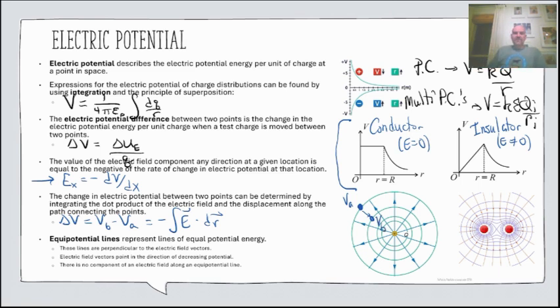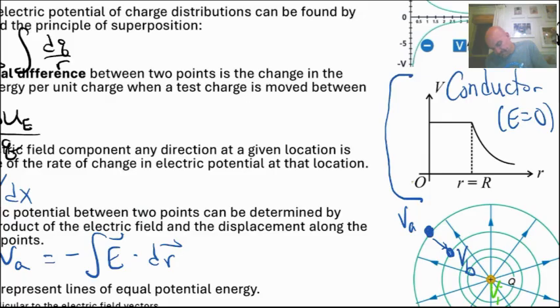Now I've created a potential difference, which means I have to do work against doing that. And the way you draw equipotential lines is that they're always perpendicular to the electric field vectors. The electric field vectors point in the direction of decreasing potential, right? So if I have potential down here and I have potential here, right?